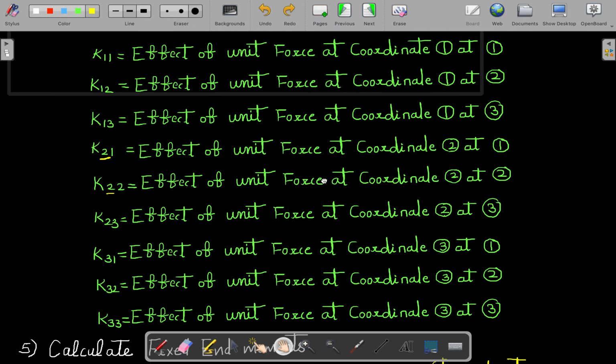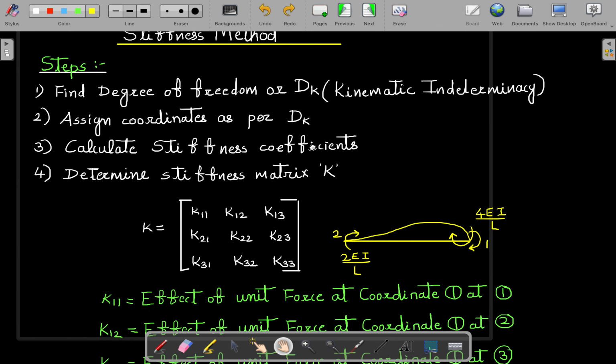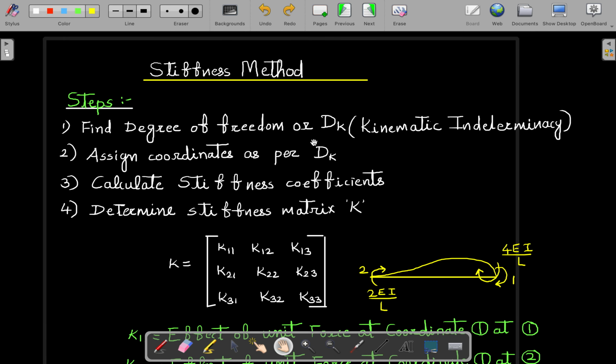Now we are going to see an important example where swaying of the frame is involved. We are going to see it in our next lecture.